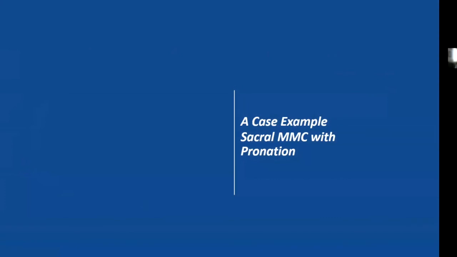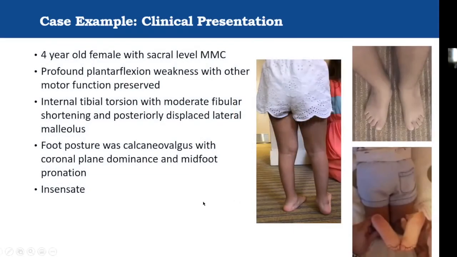So in order to talk about the details of this algorithm and its application, I'm going to give a simple case example. There's a 4-year-old girl with sacral level myelomeningocele. With that, of course, she has profound plantar flexion weakness, actually absent plantar flexion, with other motor function largely preserved. Her internal tibial torsion presents as you can see here, but with moderate fibular shortening, not too profound, and also a posteriorly displaced lateral malleolus, which was kind of confounding. I think between the two, it ended up putting her transmalleolar axis in a pretty typical orientation.